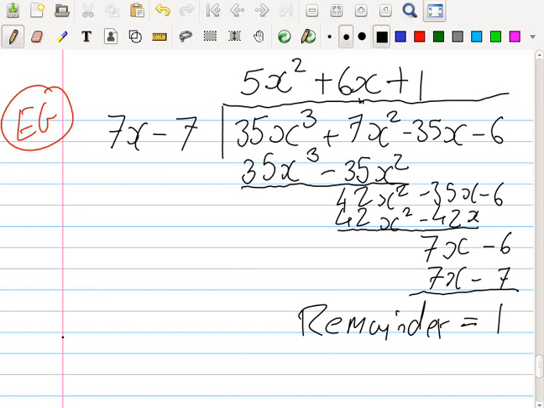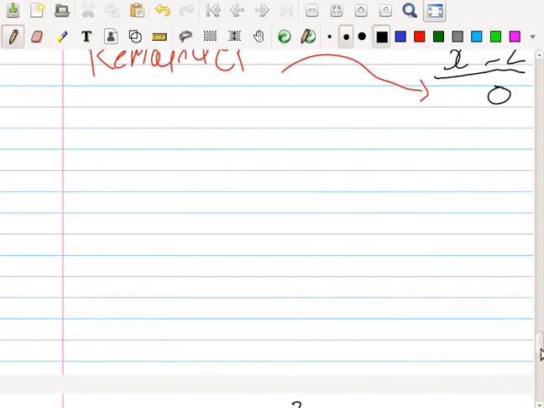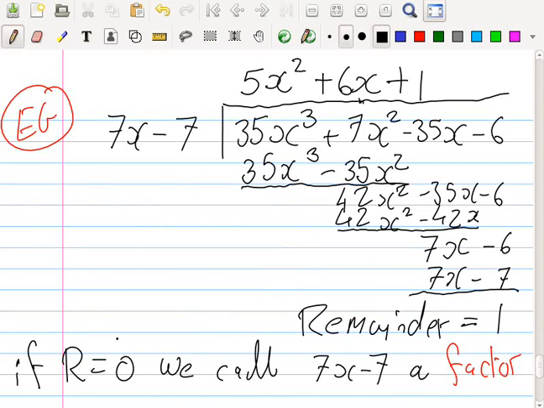Nice. Now, I give you a bit of vocabulary, okay? If the remainder was 0, we call 7x minus 2 a factor. Now, in this case, it's not a factor. Although in the last case, because the remainder was 0, we could have called x minus 2 a factor. But not in this case. So 7x minus 7 is not a factor. Do I need to scroll down? Yeah.